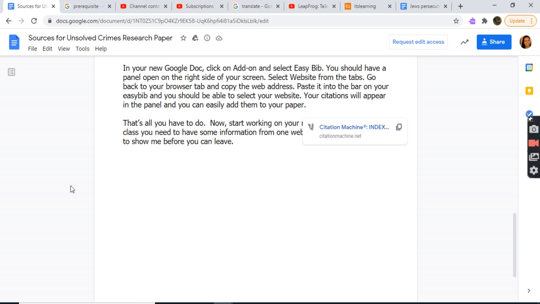In your new Google Doc, click on the add-on and select EasyBib. You should have a panel open on the right of your screen. On the right side of your screen, select Website for your tabs. Go back to your browser tab and copy the web address. Paste it into the bar in EasyBib and you should be able to select your website. Your citations will appear in the panel and you can easily add them to your paper.